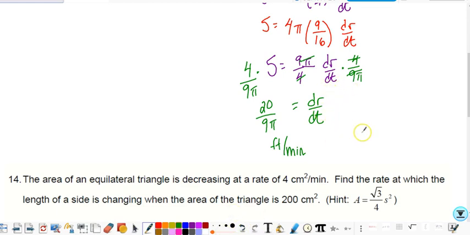And the radius is a linear piece. It's not area. Area would be squared. It's not volume. Volume would be cubed. A radius is just a segment. So we just have plain feet per minute.